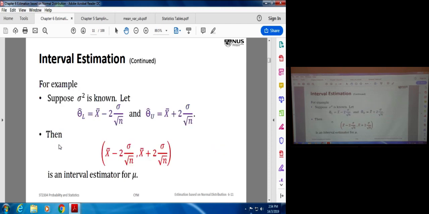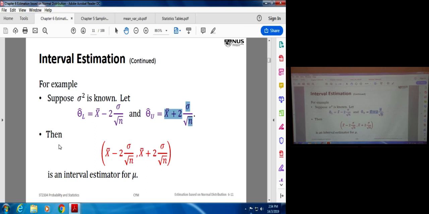So let's look at an example. Suppose we know the variance of a normal, let's say it's a normal sample. So we have normal IID random variables with some mean and some variance, and we define theta hat L, which is equal to X bar, the mean of the data, minus 2 times the standard deviation over square root of n. This is a lower value, and this one is the upper value.